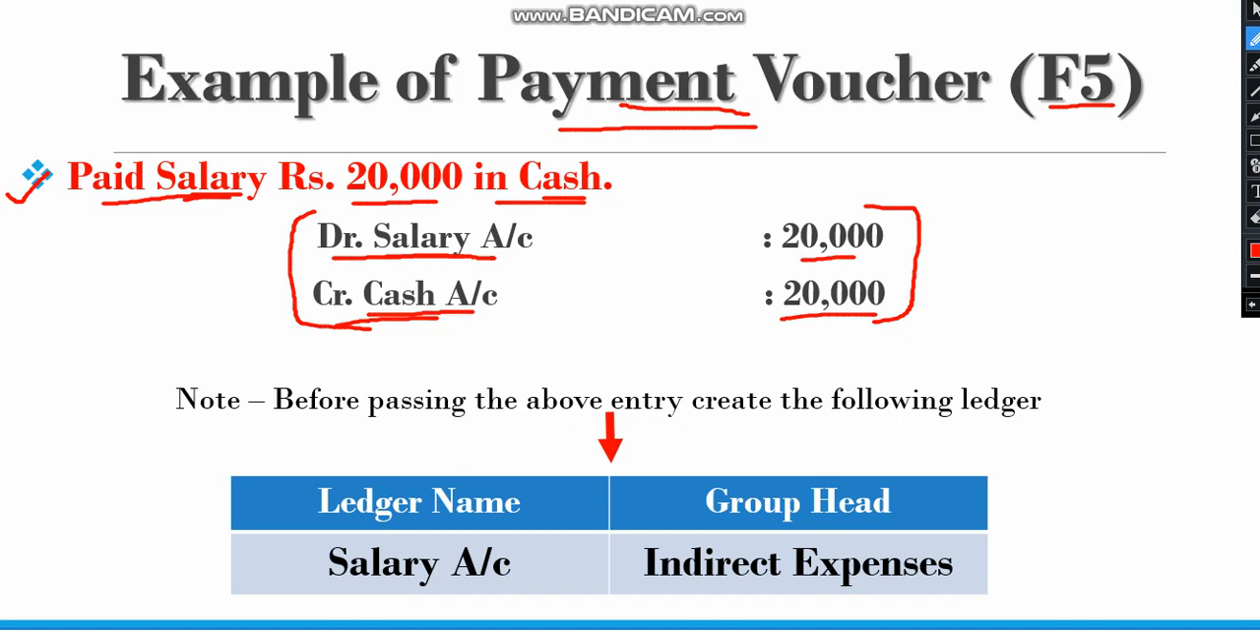Now remember one thing, before you pass the above journal entry, you have to create the ledger. By default in Tally, the cash account ledger will be there. Now you have to prepare the salary account ledger. You will put the salary account under indirect expenses. The group for salary account is indirect expenses. So let us see how to pass this example entry in Tally.